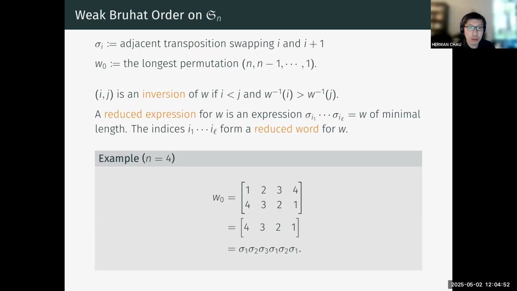As an example, in S_4, w_0 written in two-line notation has 1 to n at the top, so 1 to 4 in this case, and on the bottom you have w(1), w(2), and so on. You can also drop the first line and just write it in one-line notation. At the bottom, here's an example reduced expression. If we want, we can also omit the sigmas and just write it as 1, 2, 3, 1, 2, 1.